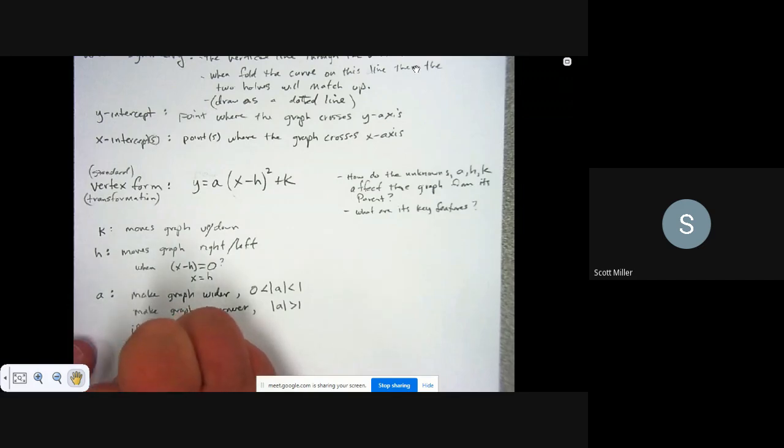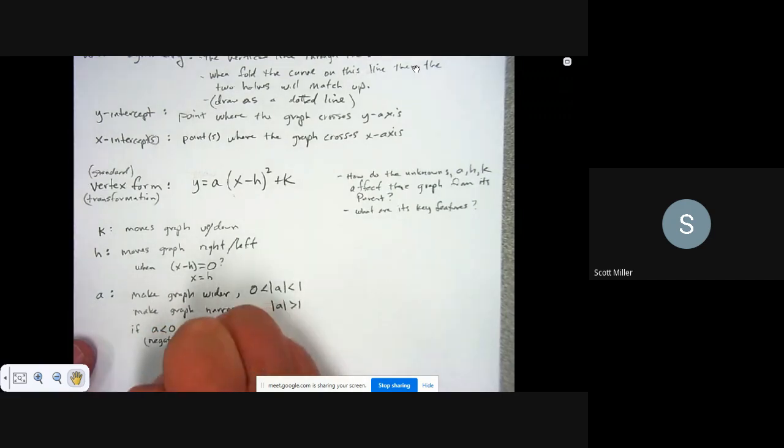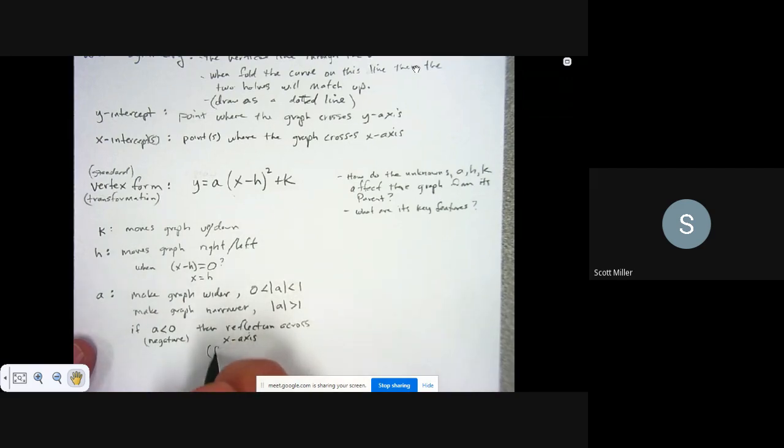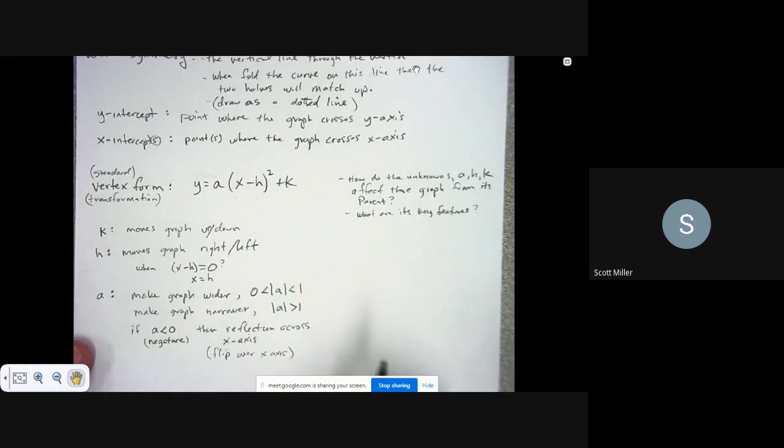If a is negative, less than 0, then you have what's called a reflection across the x-axis. In other words, you're going to flip over the x-axis. Flip it over. Okay? I don't like this term, but this is basically what's happening. You should refer to it as the reflection across the x-axis because that's the proper terminology.